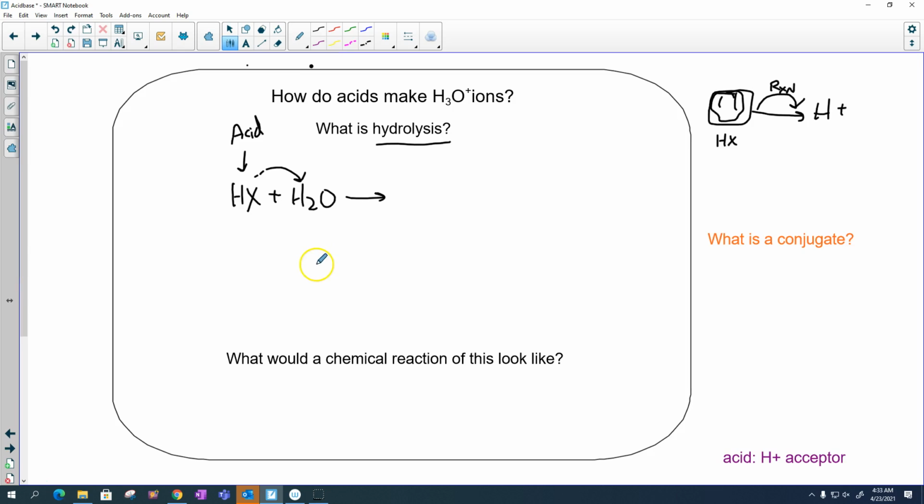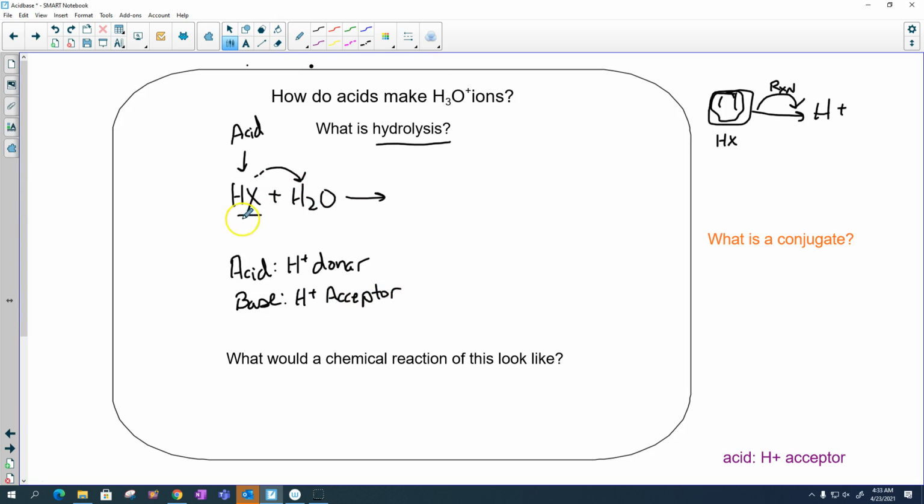So sometimes an acid is referred to as an H plus donor. Just so you're aware, and we'll see more of this later. A base is called an H plus acceptor. Alright, so what do we get?